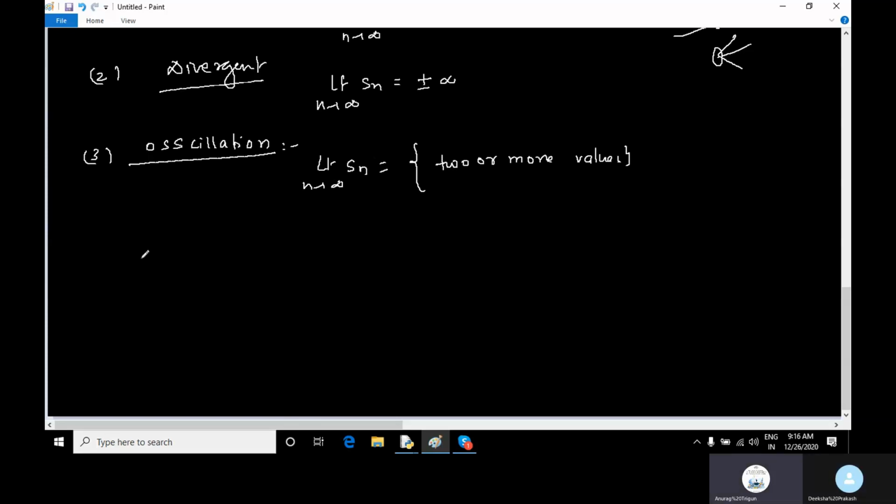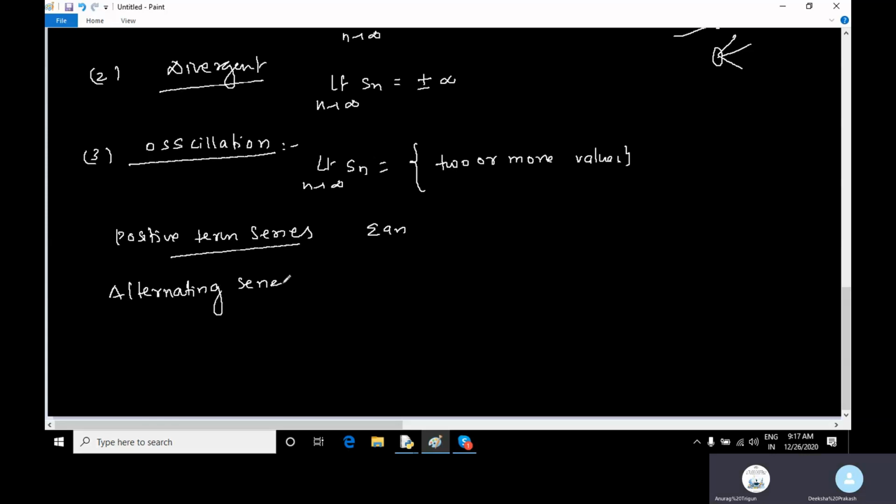Okay. Now another thing to keep in mind: a positive term series. Positive term series means all the terms should be positive. An infinite series, summation of a_n, is said to be a positive term series if all the terms are positive. Another is the alternating series, because this will come in the questions, so that's why I'm defining it here.